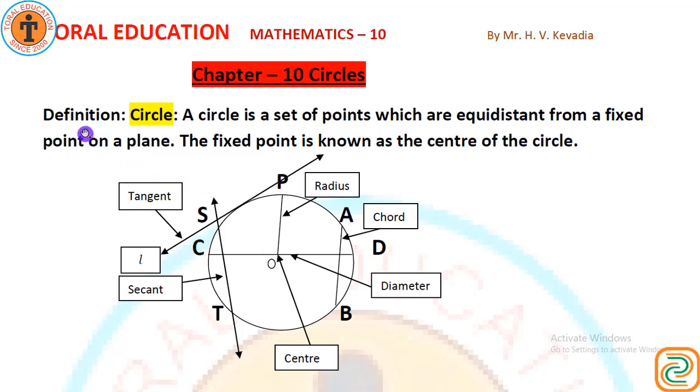Friends, first of all, definition of circle. A circle is a set of points which are equidistant from a fixed point on a plane. The fixed point is known as the center of the circle. Look, this is the fixed point. Now we are explaining the definition. Set of points which are equidistant from a fixed point. This is the fixed point, and all the points are equidistant from the center. So this is known as a circle. This is a set of points.